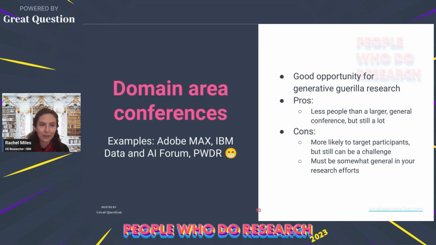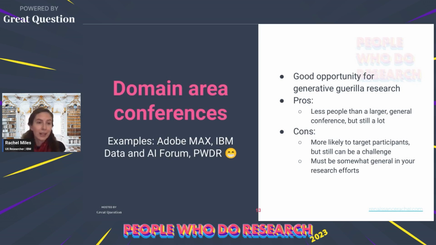And then the one that we have for IBM is the Data and AI Forum, which focuses on people who work with data. And that can be a lot of different roles, because there's data visualization, but then there's also back-end database development, which is a very different skill set. And then this conference, People Who Do Research, I would say is different than the next category, the product category, because while it's hosted by Great Question, this conference isn't about Great Question. Sure, there are product demos, but it's not a Great Question conference. It's a research conference. So this is a domain area.